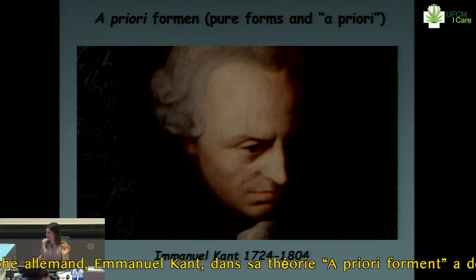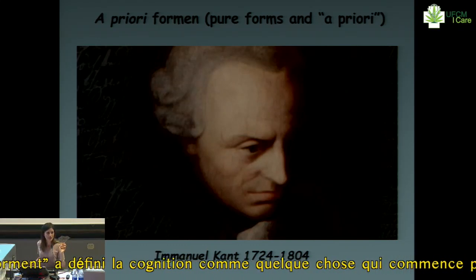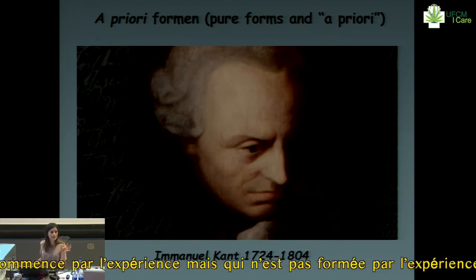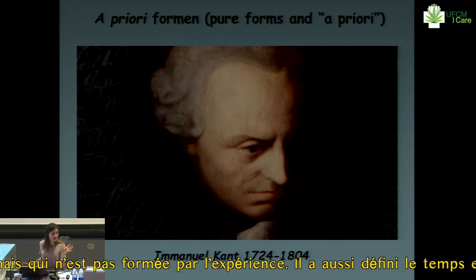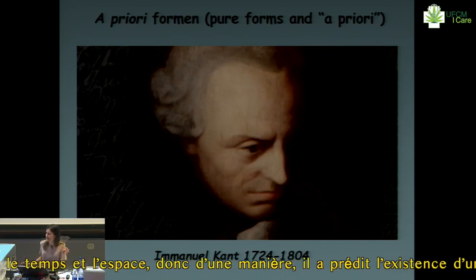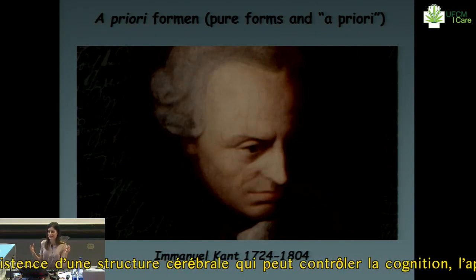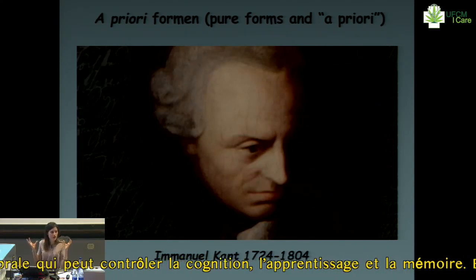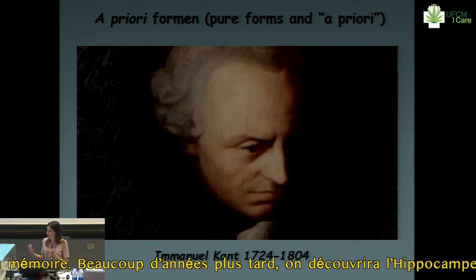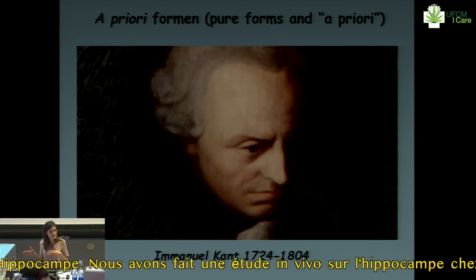Already in the 18th century, a German philosopher, Immanuel Kant, in his theory of a priori forms, defined cognition as something that begins with experience but is not caused by experience. And he also defined time and space. So in some way, he predicted the existence of some brain structure that is able to control cognition, learning, and memory. And this is the hippocampus, which many years later has been discovered.